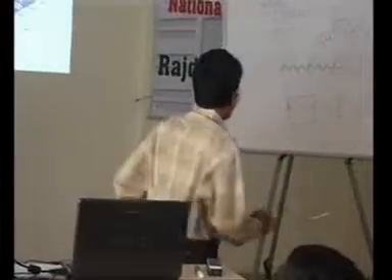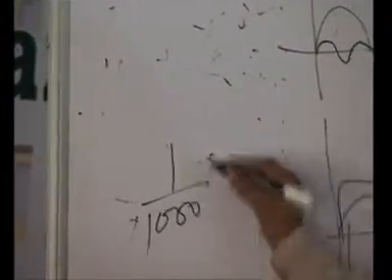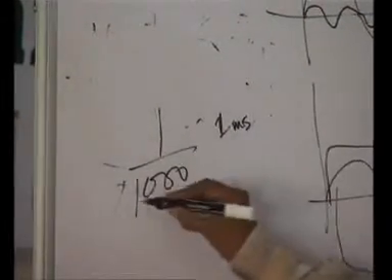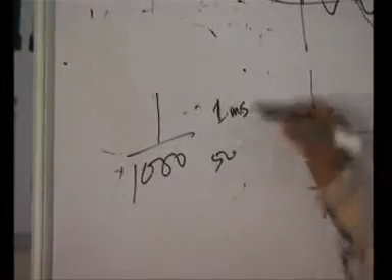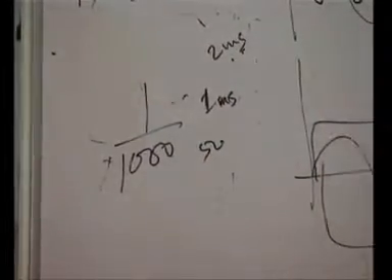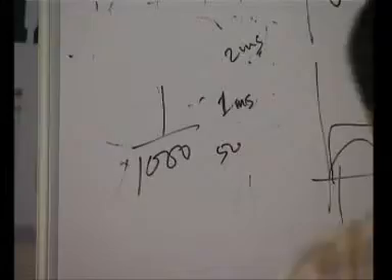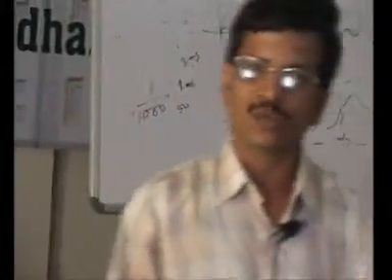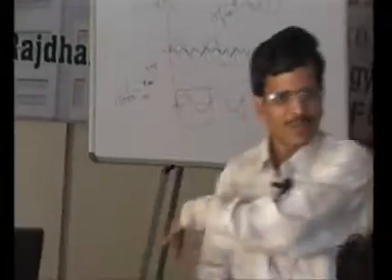Because the time period of 1000 Hz is 1 millisecond. Right? So the time period of 500 Hz is 2 milliseconds. So in your signal you have 500 Hz whose time period is 2 milliseconds. You have 1500 Hz whose time period is less than 1 millisecond.